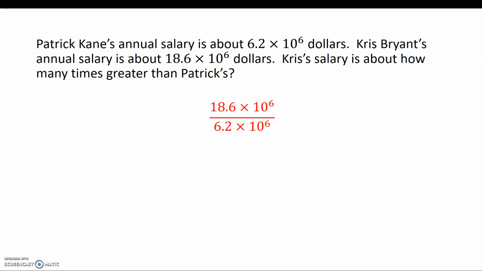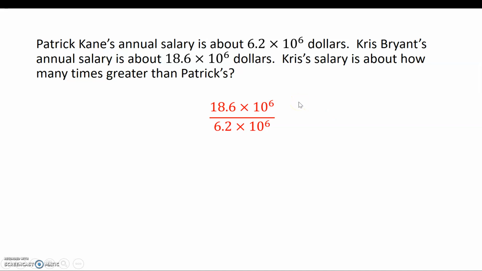So as soon as I see "how many times greater," I'm going to set it up as a division problem. I really like writing it as a fraction just because it lines up the first factors and the powers of 10 really nicely. And then the other thing I wanted to point out is they're saying Chris's salary is about how many times more than Patrick's. So I have to put Chris's salary in the numerator and Patrick's salary in the denominator. They're comparing Chris with Patrick, so Chris goes in the numerator and Patrick goes in the denominator.